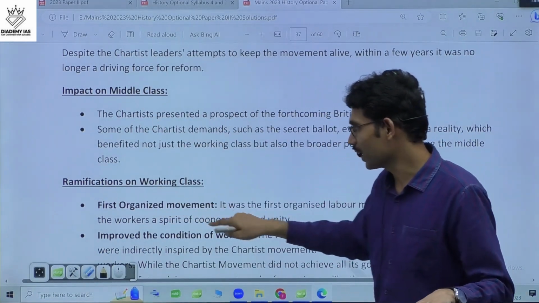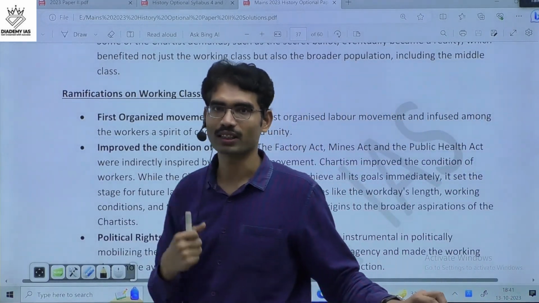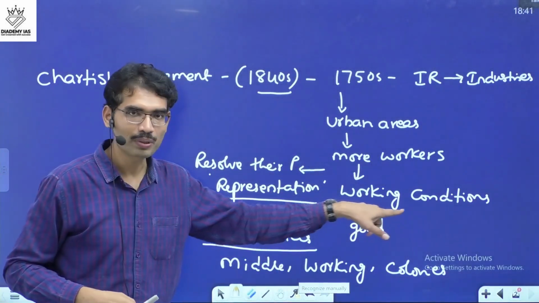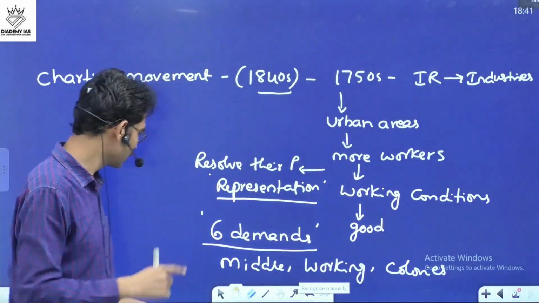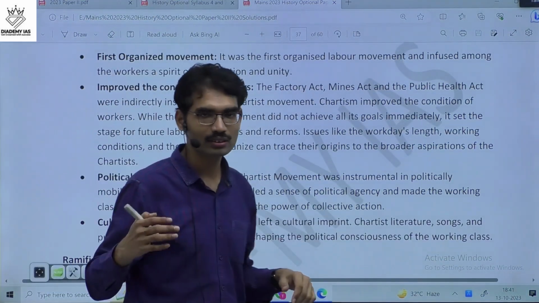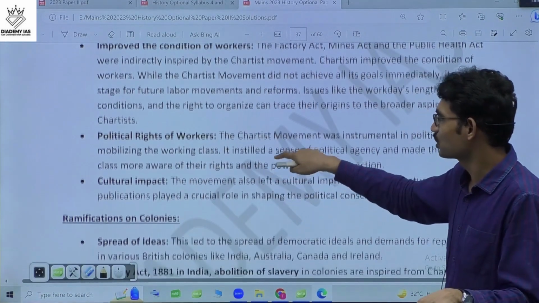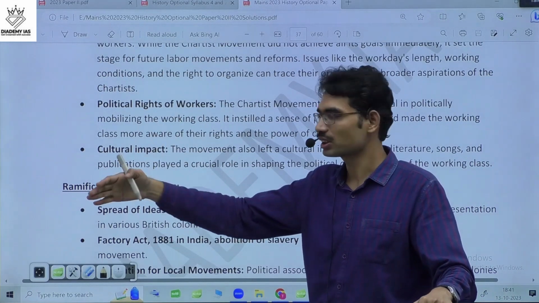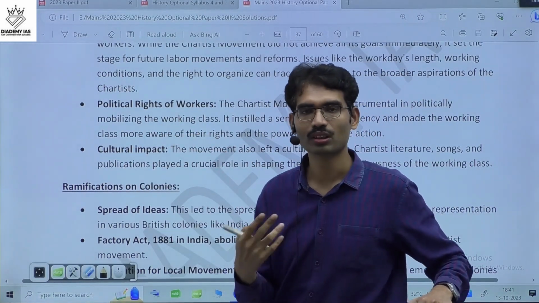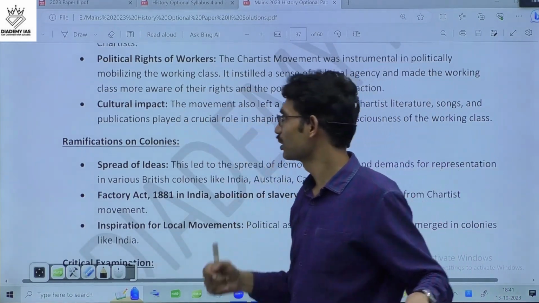When it comes to the working class, it is the first organized movement of the workers. So this is how you can see all the working people coming together for a cause. And this movement is the first one. It talked about political rights of the workers. Then so much culture also, many publications emerged. They started talking about the problems of workers. That is the impact on people.